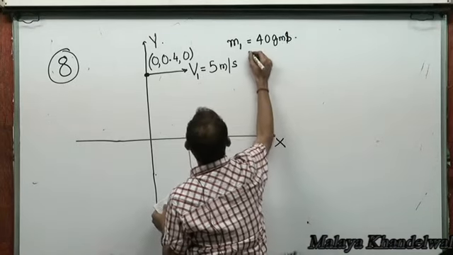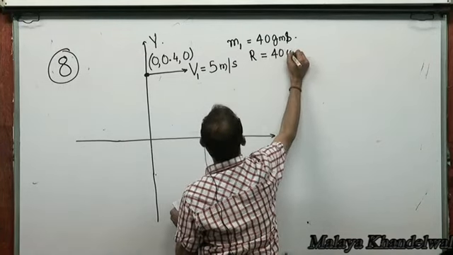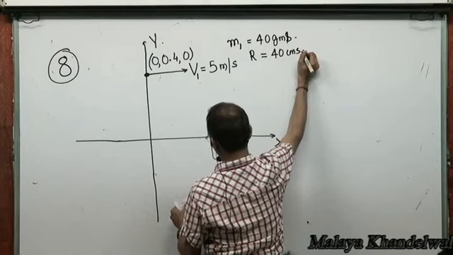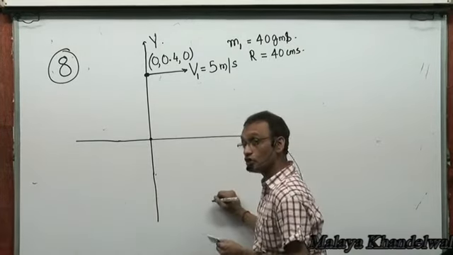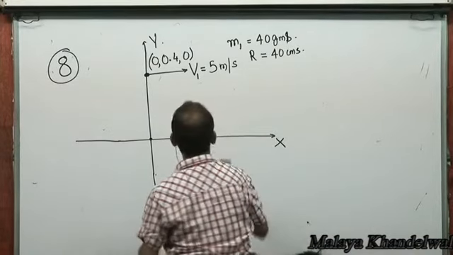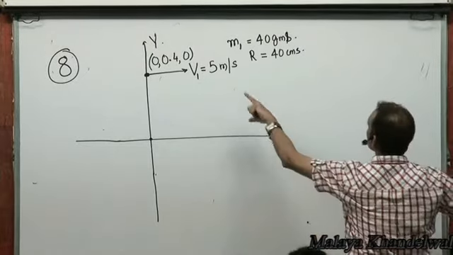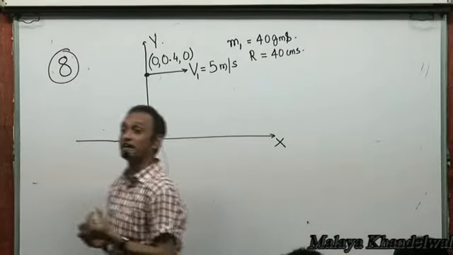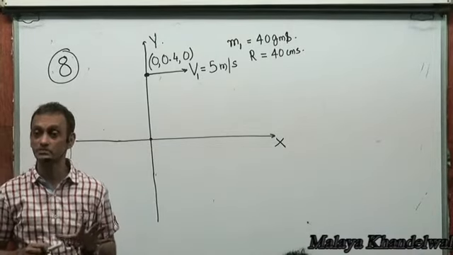And it was executing a circle of radius r equal to 40 centimeters. The center of that circle was the origin. That's given. Even before I look into the problem further, let's consolidate and extract some relevant data and put things in perspective.